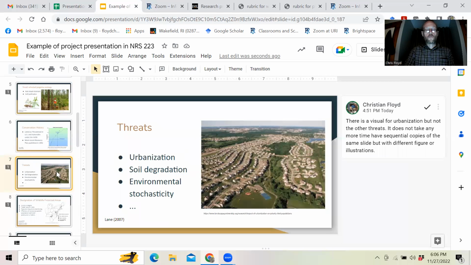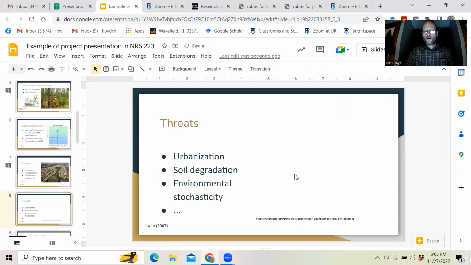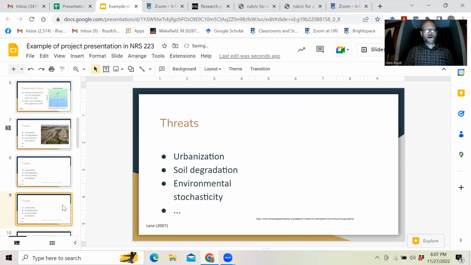What I would do here is make copies. Go Control D, I think. Make copies of these slides here. Use the same slide, but put a different figure in there, which illustrates the next thing, soil degradation. And then have another slide, and then maybe it illustrates environmental stochasticity. I'm not sure what that would be.